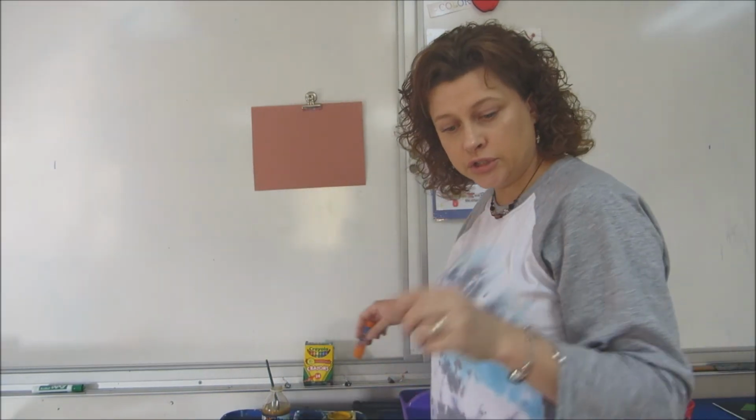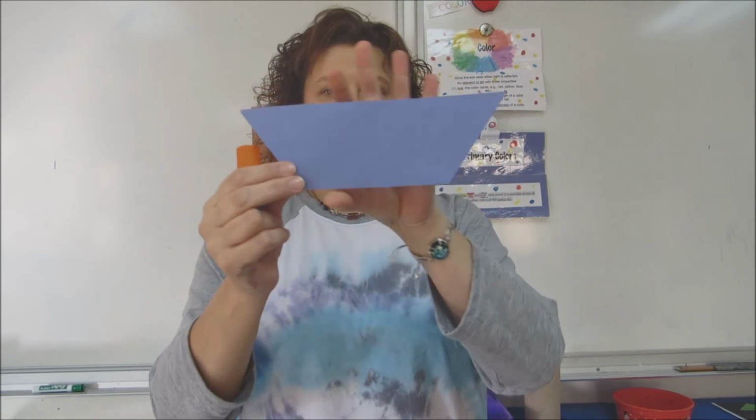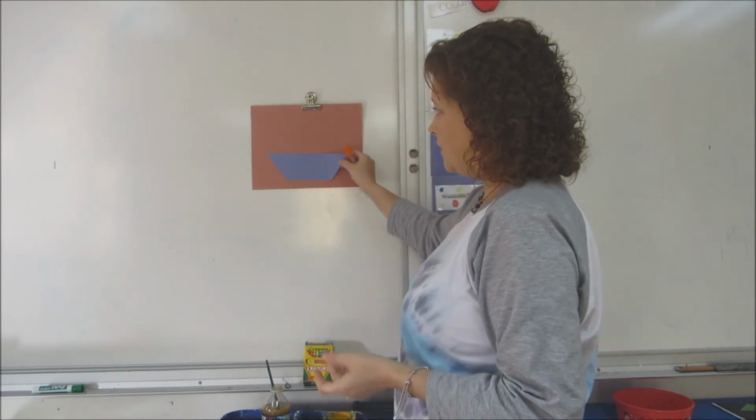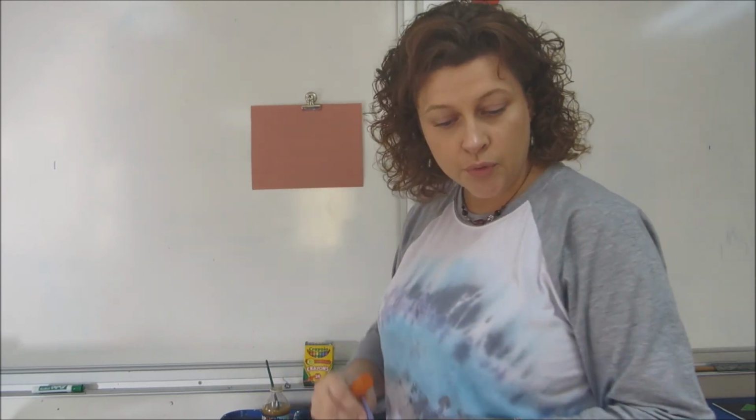Now's when you're going to need your glue stick. Now, you're also going to get this trapezoid shape that we're going to use for our basket. So this is going to be on the bottom for our fruit to sit in. So we want all our fruit to be lined up in the middle of our page.